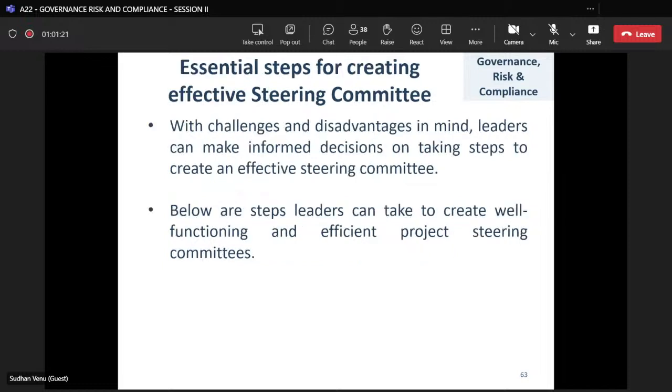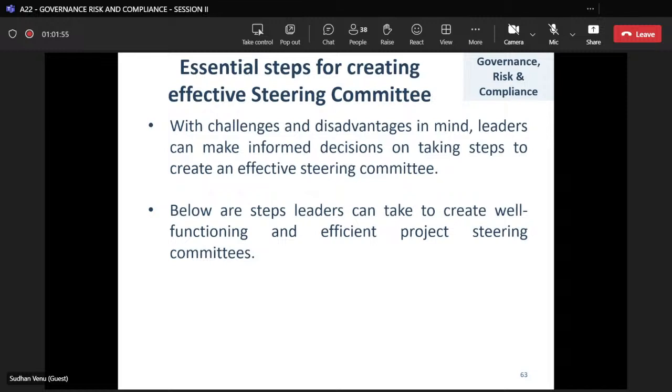And the next one is the essential steps for creating an effective steering committee. So what are the essential steps when you are creating that steering committee? The first essential step is picking the right people. If you are making that steering committee, you have to pick the right people.